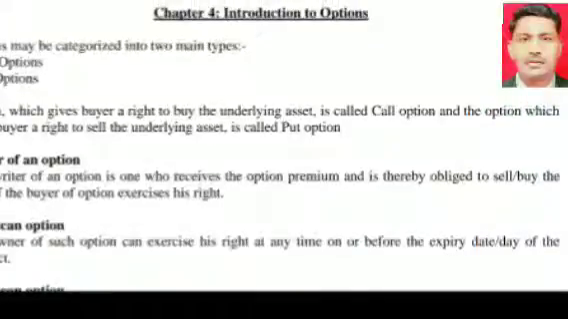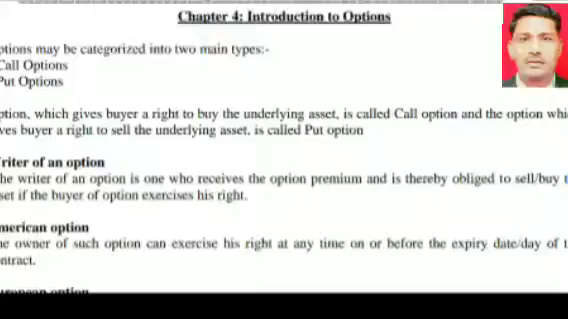Hi all friends, so today we are going to learn about options. So, basics and introduction of options. Options may be categorized into two main types: call options and put options. Options which give the buyer the right to buy the underlying asset are called call options, and the options which give the buyer the right to sell the underlying asset are called put options.